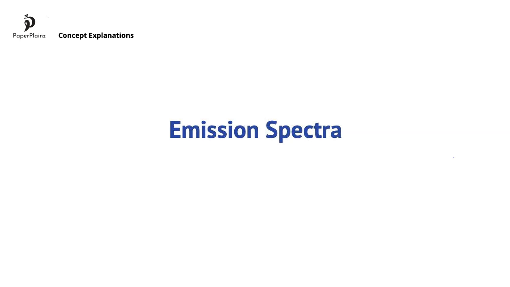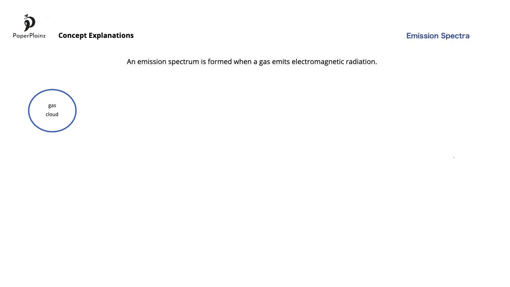This video is about emission spectra. An emission spectrum is formed when a gas emits electromagnetic radiation. So let's begin our explanation with a gas cloud. As the first step, we supply energy to this gas cloud.